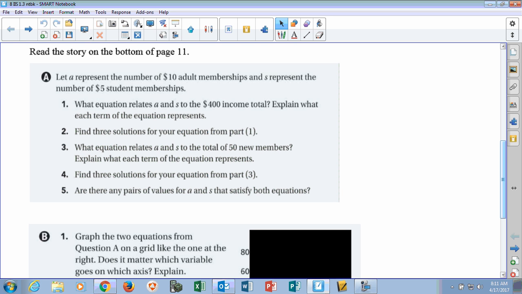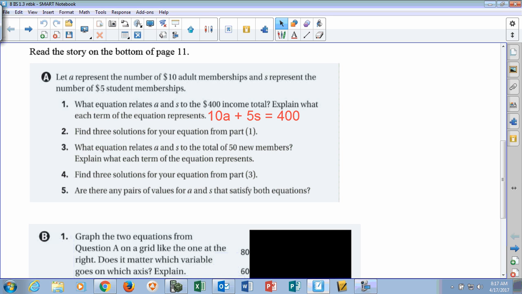And then number 2, I want you to give me 3 solutions that work for that. So A plus S, I want you to give me 2 numbers that can make that equal 400. Any 3 numbers. So we can have lots of potential numbers here, right? All right. And then we'll come together. So I'll give you about 5 minutes. In your group, see if you can do 1 and 2 here. All right, we're going to pause the video.